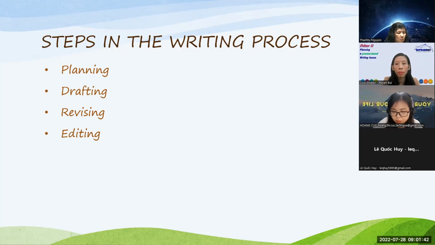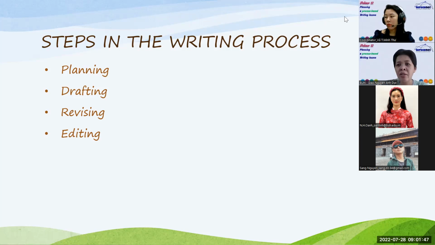Can anybody help me distinguish between revising and editing stages? What do you think about the difference between revising and editing? Any idea, please?